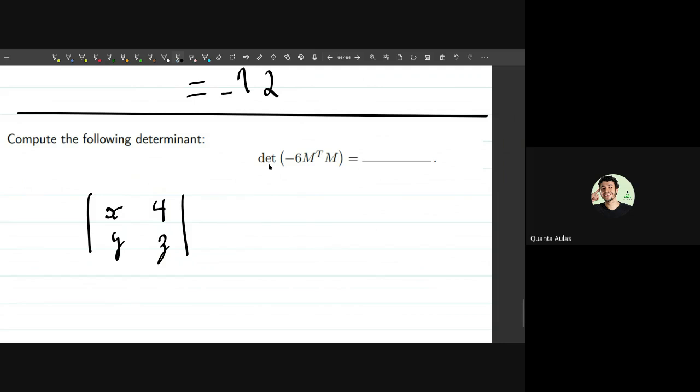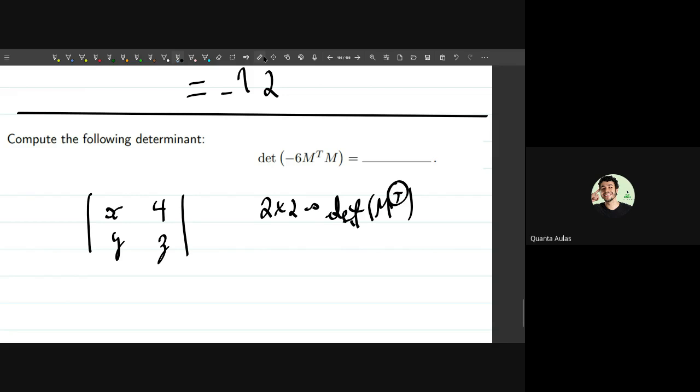We don't have the values of M, but we can use matrix properties, okay? For example, we have an interesting property about 2 by 2 matrices. If we have a 2 by 2 matrix, the determinant of M transposed, I don't know if in English this name is transposed.